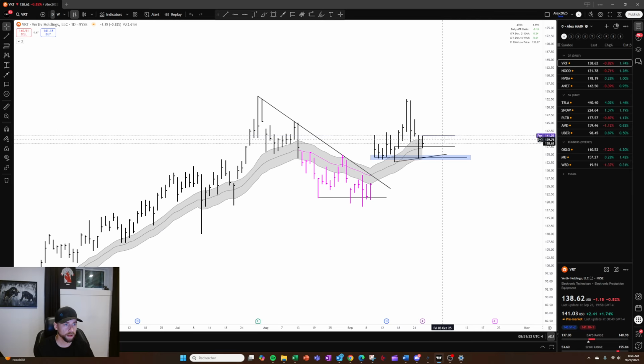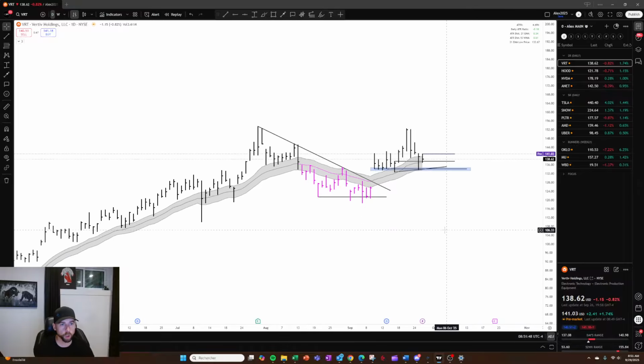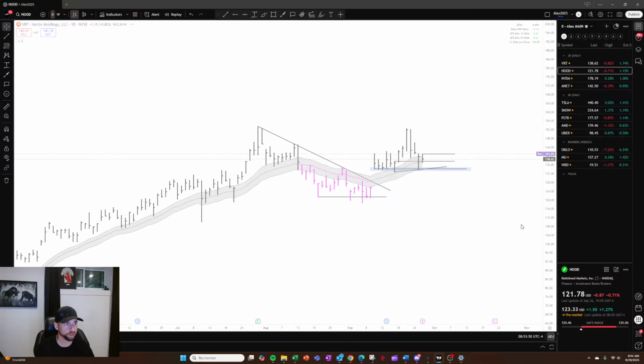It looks like we gap up, so maybe don't buy the open or buy the strength. Wait for the weakness later on today if you want to engage. But the larger setup is still there and looking very good.